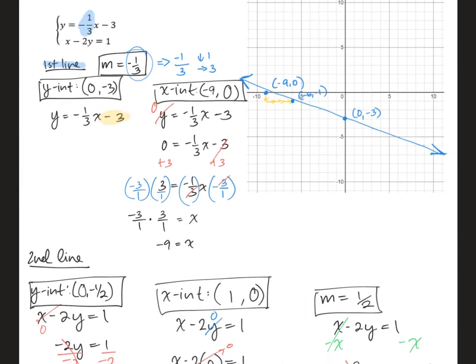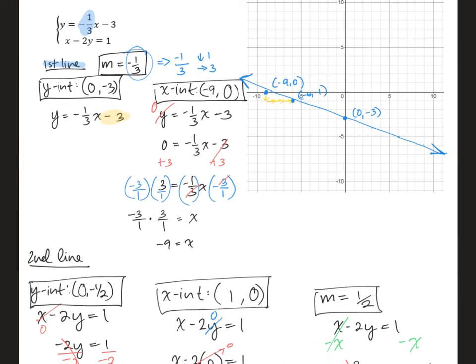And I'll graph this in, let's do red. Why not? Okay, make sure to label the points. So (0, -1/2). That's going to be this one right here. And the other point is (1, 0). Ooh, those are really close together, aren't they? And then our slope is a half. Okay, so I need to find my third point.